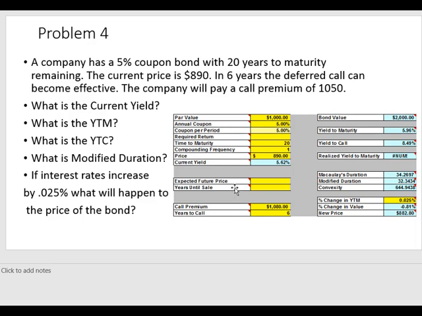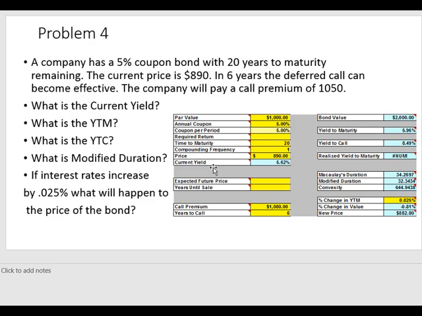When we input the data that we know, right, what is the current yield? Well, the current yield is 5.62%. This is just the coupon, the interest payment, divided by the current price. So $50 divided by $890 is 5.62%. That's the actual return you will earn the first year if you own this bond.